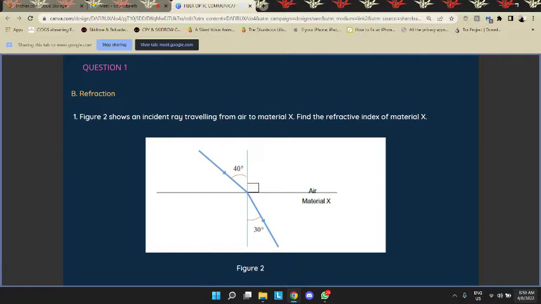Okay, the next topic is refraction. Figure 2 shows an incident ray traveling from air to material X. Find the refractive index of material X. So this is figure 2.